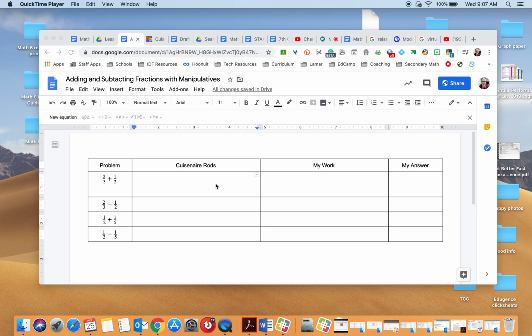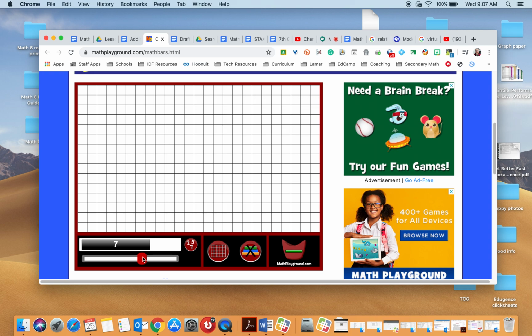So for this activity, I want to use a tool called Cuisenaire rods to practice adding and subtracting some fractions. My first problem here is 2/3 plus 1/2. Let's see how I could use that with my Cuisenaire rods.